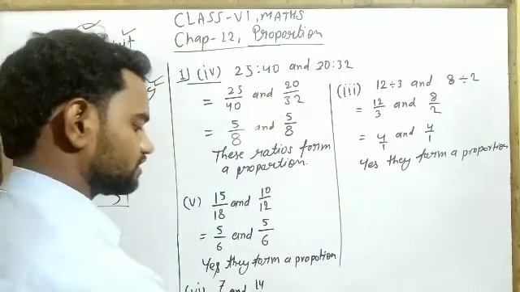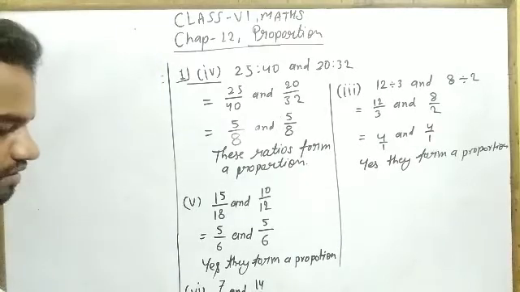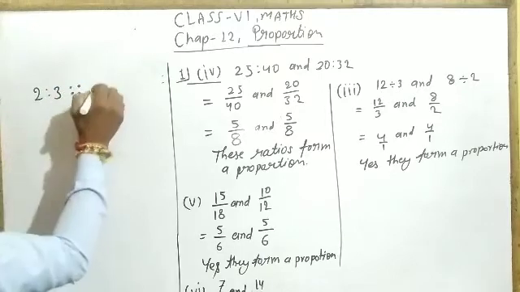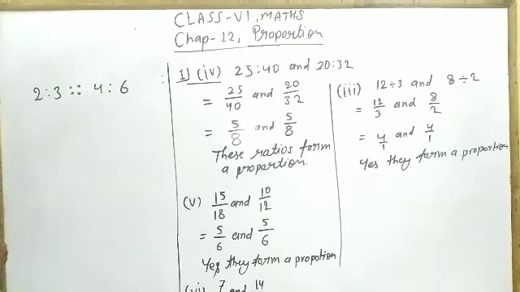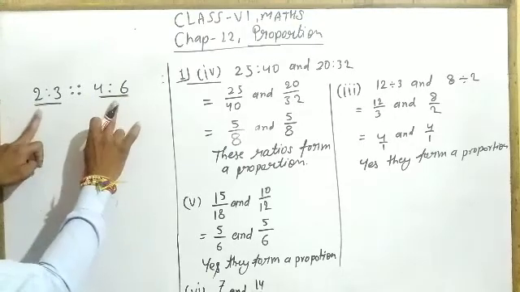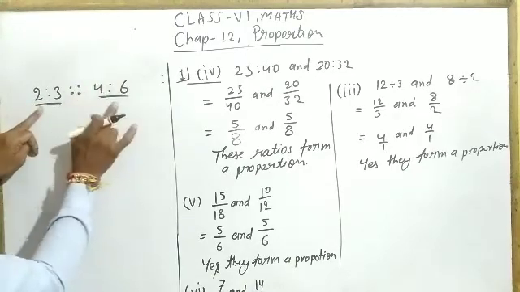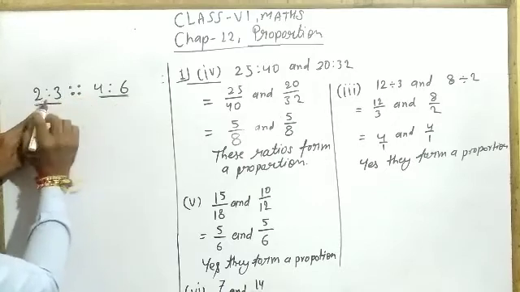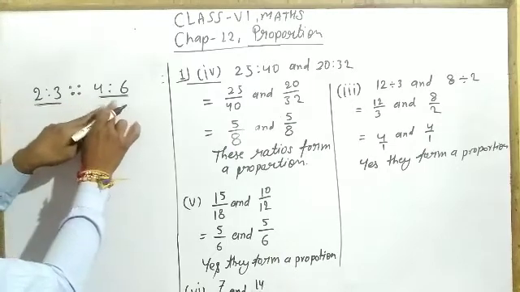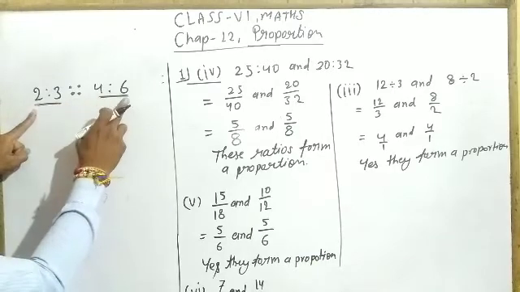In the second question, we will study the form of the proportion. The proportion's form is, this is 2 ratio 3 proportion 4 ratio 6. If the values of these ratios are equal, this is 2 upon 3, it will be cancelled by 2. So 2 twos are 4, 2 threes are 6, which means they can form the proportion. This is the symbol of proportion. It will be read as 2 is to 3 as 4 is to 6.